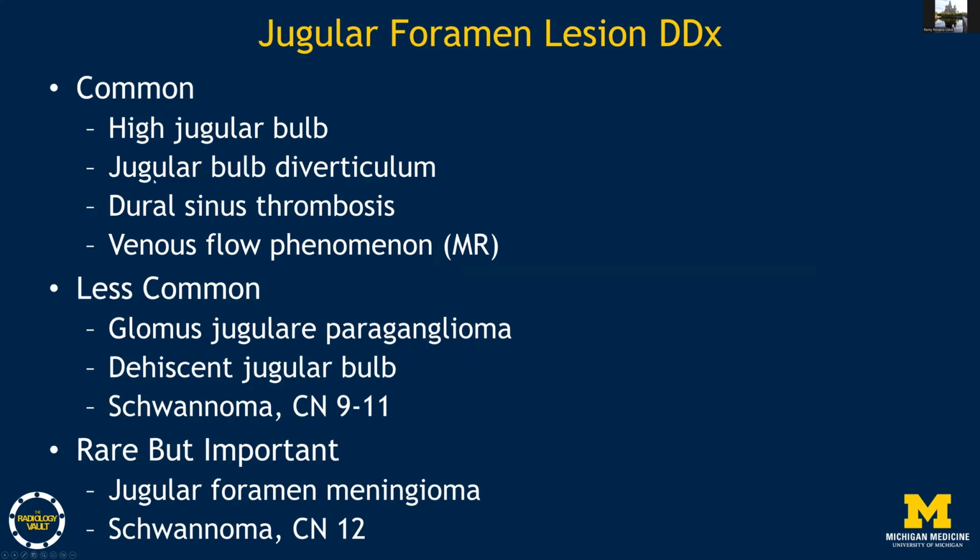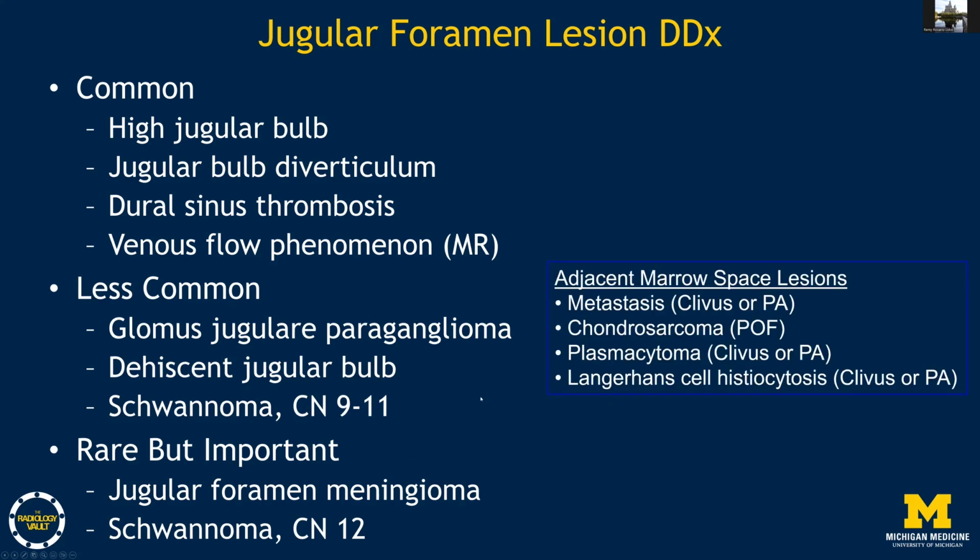If we're looking at lesions of the jugular foramen, honestly, the most common things we see are jugular variants. Is it a high-riding jugular bulb? Is it a jugular diverticulum or a diverticulum of a diverticulum? Is there some venous flow effect or something catching on FLAIR that doesn't manifest on T2 or post-contrast? Maybe it's a sinus thrombosis from some other pathology that you have going on. Less common lesions, of course, are paragangliomas, dehiscent jugular bulbs, schwannomas, meningiomas, etc.